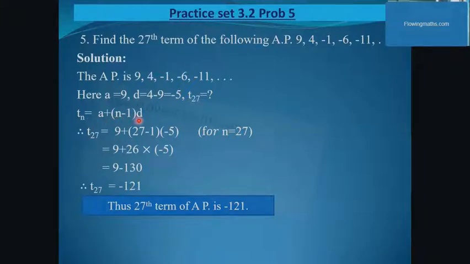Same formula, Tn is A plus (n minus 1)D. We replace n with 27. So T27 is 9 plus (27 minus 1) into minus 5. So it comes to 9 minus 130, or T27 is minus 121. So the 27th term of the AP is minus 121.